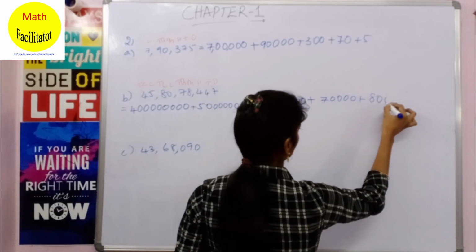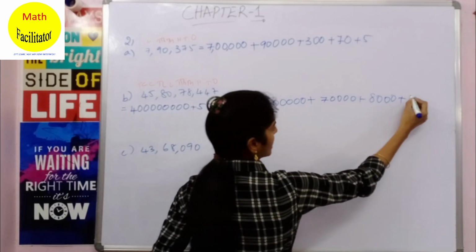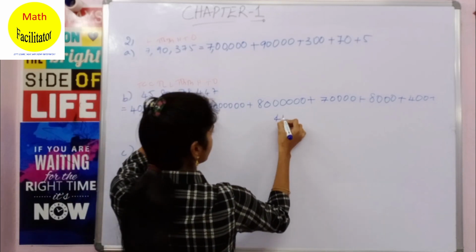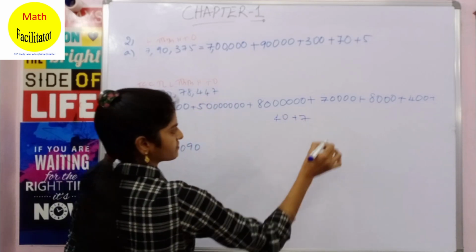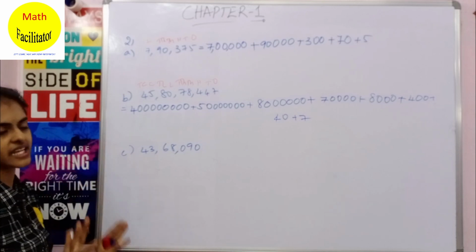So 8 along with 3 places, plus this is 400. Okay, and this is 40. I'll write it here. Plus this is 7. Clear? It is very simple and without any confusion, and you will not make any mistakes.